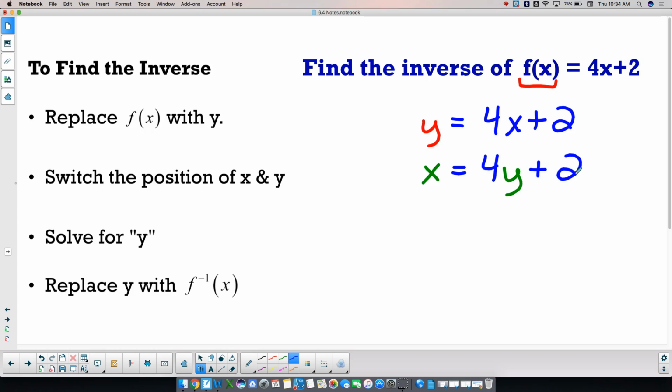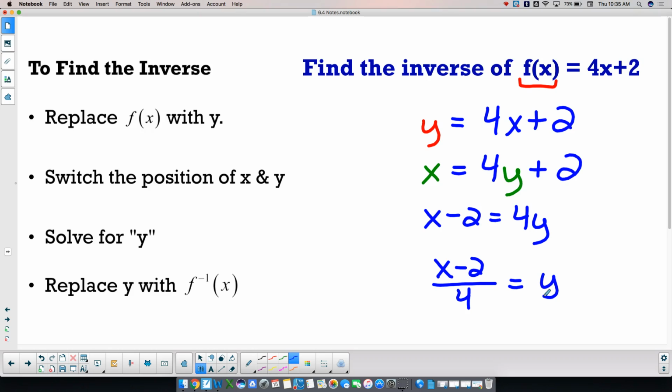Then, you're going to solve this new equation for y. So, the first thing that I would do is subtract 2. So, I get x minus 2 equals 4y. Then, I would divide both sides by 4, giving me x minus 2 divided by 4 equals y.